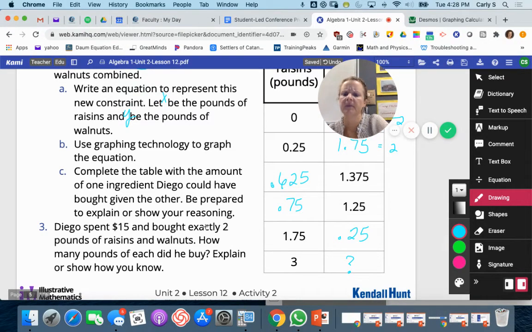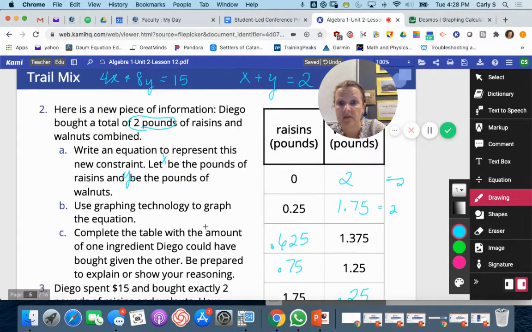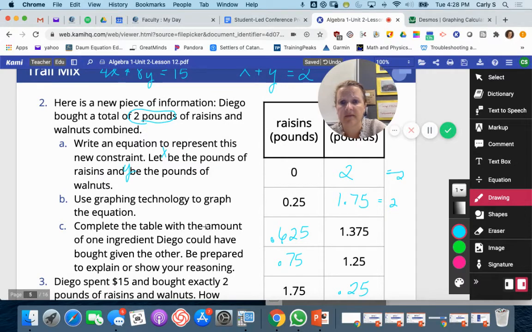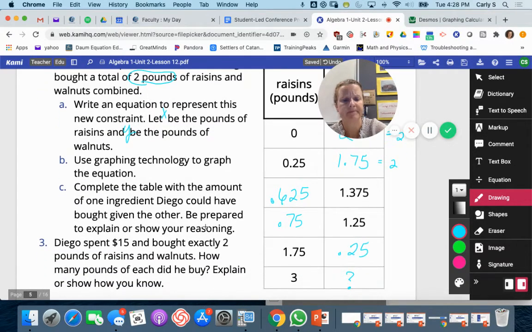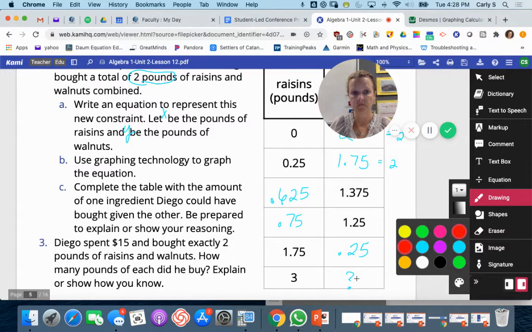All right. That last one, if I bought 3 pounds of raisins, I can't, because it said that it has to be 2 pounds exactly. Yeah, that last one doesn't work. I can't buy 3 pounds of raisins because I only bought 2 pounds of raisins and walnuts combined. Okay, the answer here would be a -1, which is not possible.